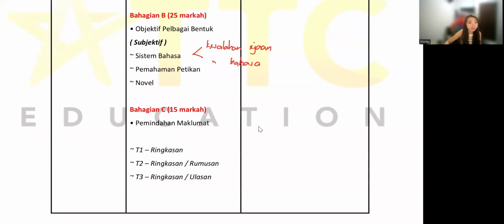They change it in what pattern? In the pattern in which tingkatan satu, they just focus on the ringkasan. Tingkatan dua, they focus on ringkasan and rumusan, and you is ringkasan and ulasan. So you just need to focus on the ringkasan and ulasan. Congratulations, you get rid of rumusan, but just this year. Why? Because next year, when you go to the SPM level, in the SPM format, rumusan is a compulsory question for you. Okay?